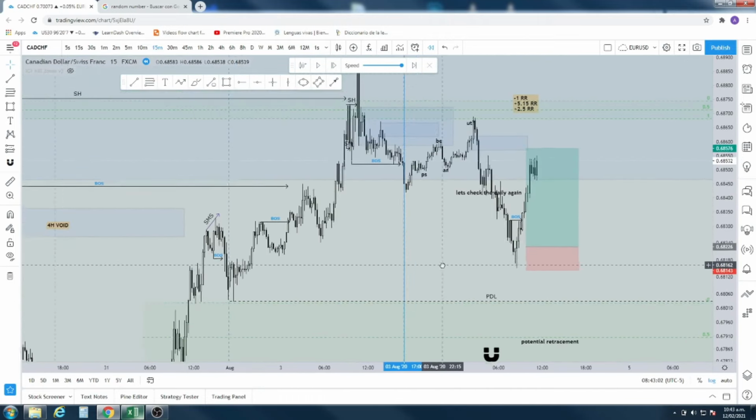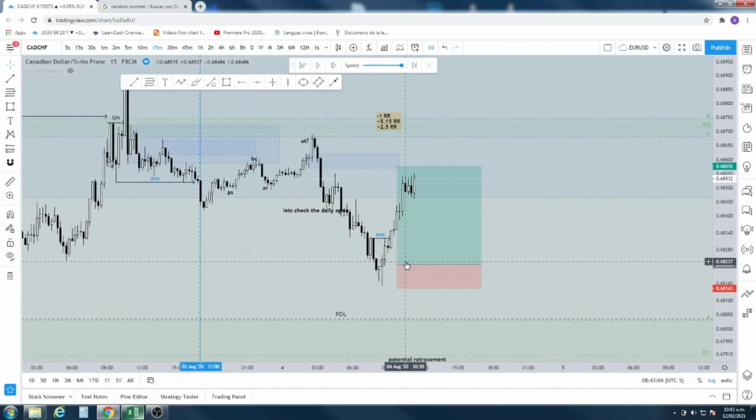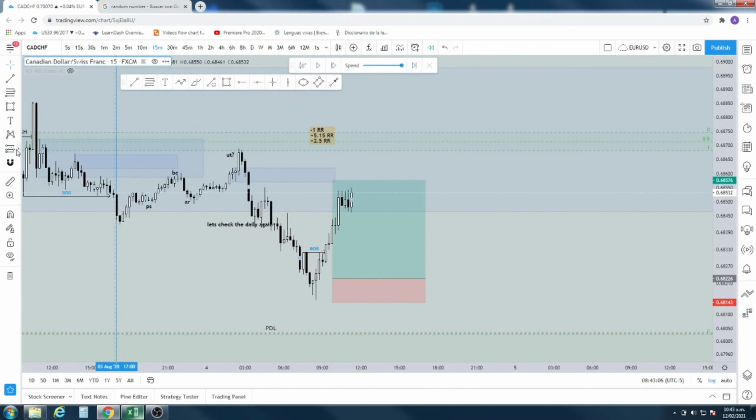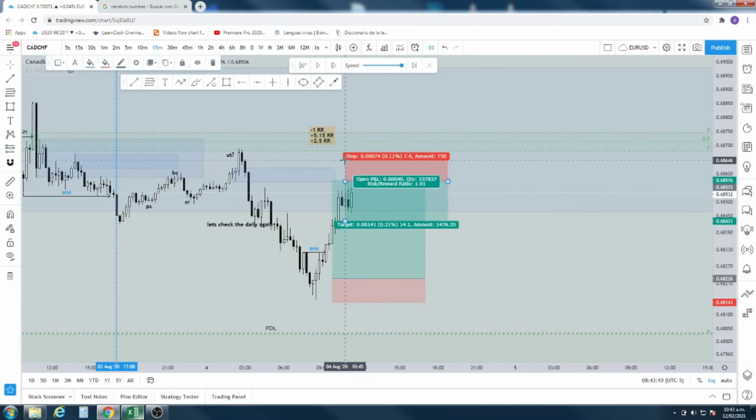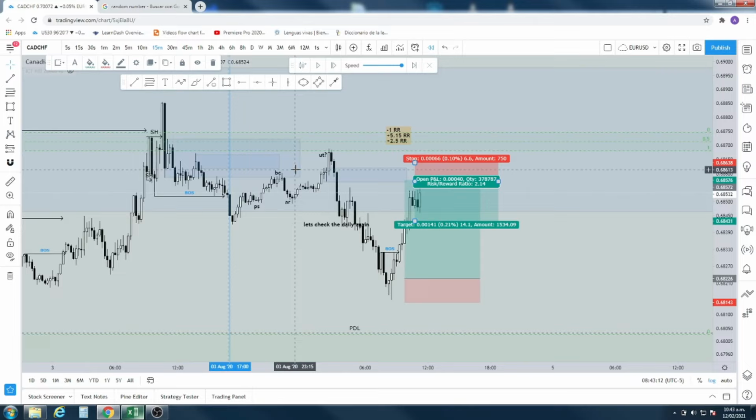One more time, the idea to go long was correct, but price didn't make a retracement in this case. So what I'm going to do now is attempt to take a short from this last upthrust where we initially tried to short from.